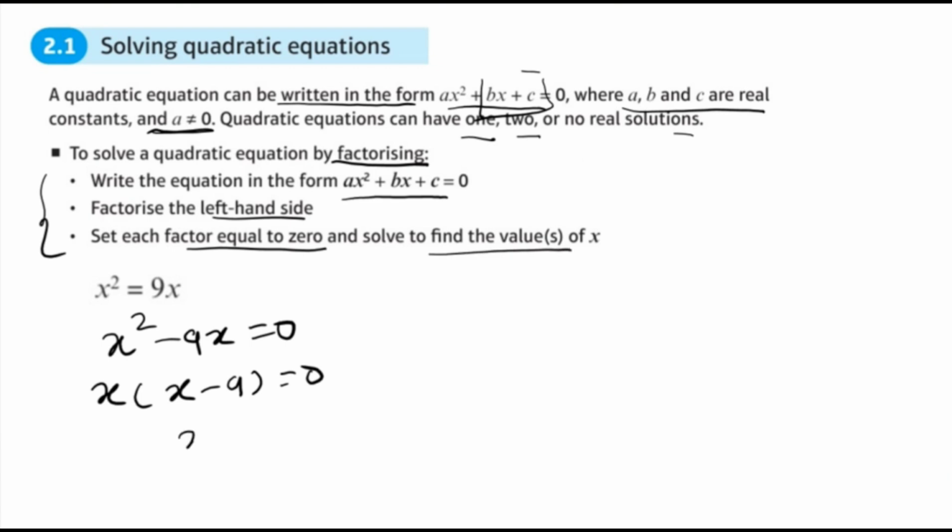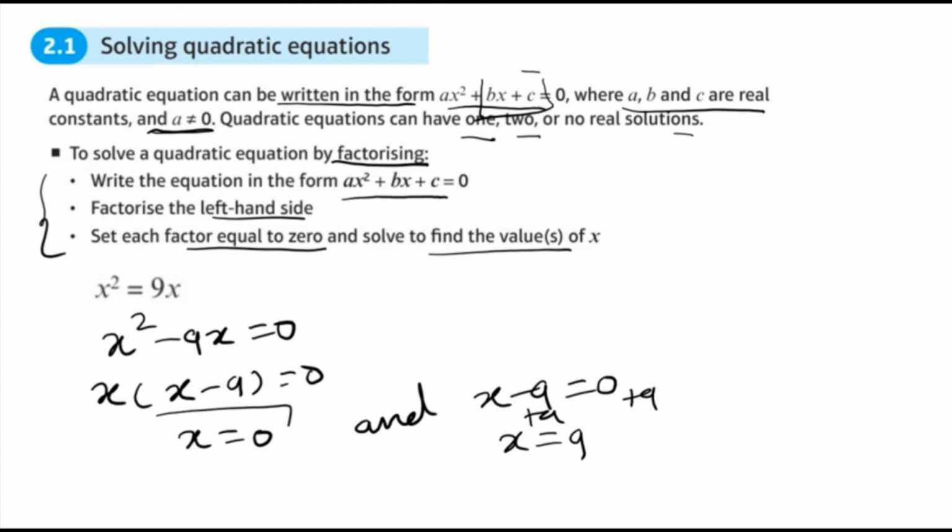So I can write it down, x is equal to 0 and x minus 9 equals 0. When x minus 9 equals 0, the value of x becomes 9. I can add plus 9 on both sides, so x will become 9. So we have 2 roots, or 2 solutions, which are x equals 0 and x equals 9. So this is the method we use to solve equations by factorization.